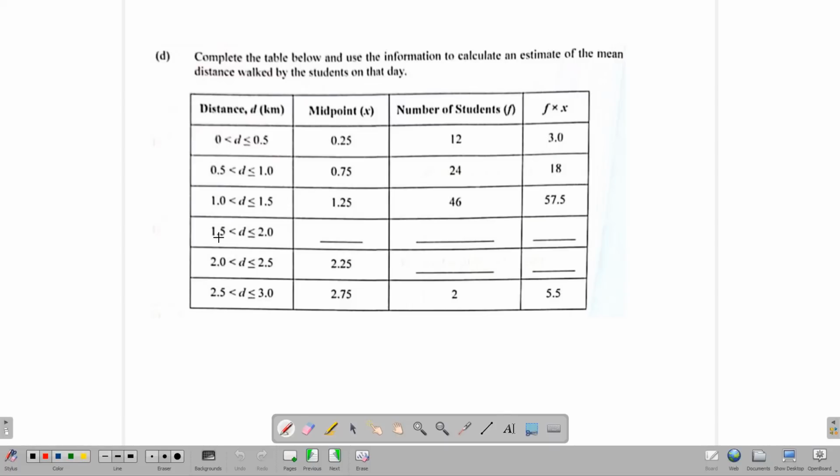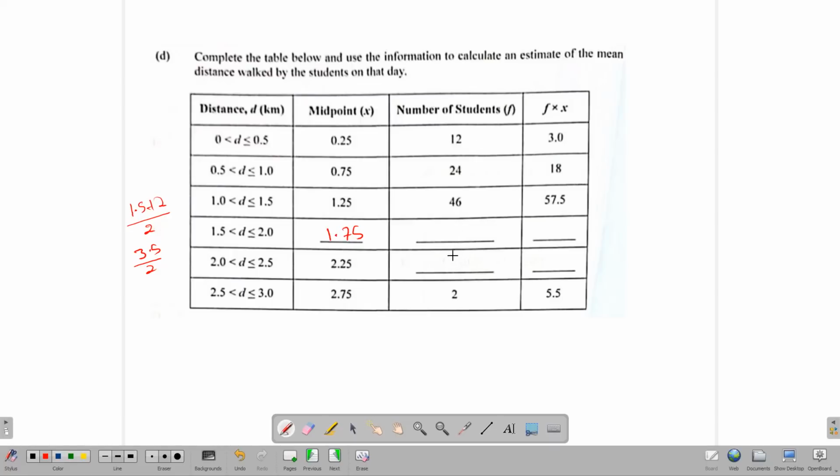So here we have 1.5 plus 2. We divide that by 2. Of course, that would give you 3.5. And 3.5 divided by 2 is 1.75. So we have that value. And now we have to fill in two values over here. We have the frequencies, number of students, 12, 24, 46. We're missing 2.